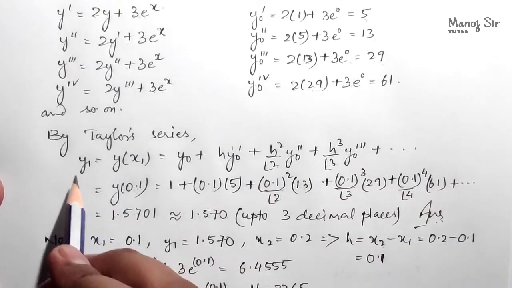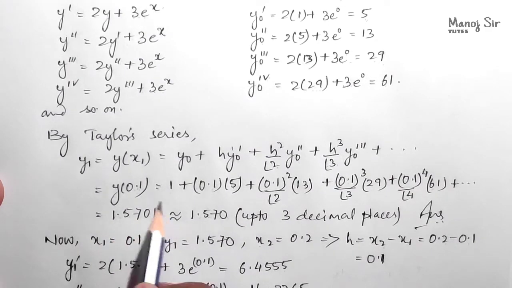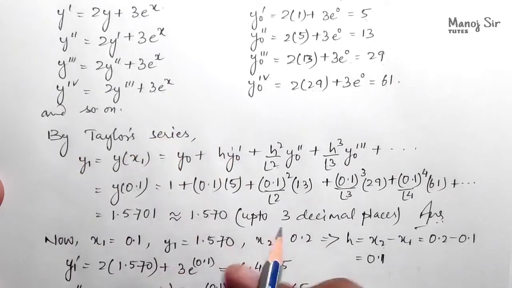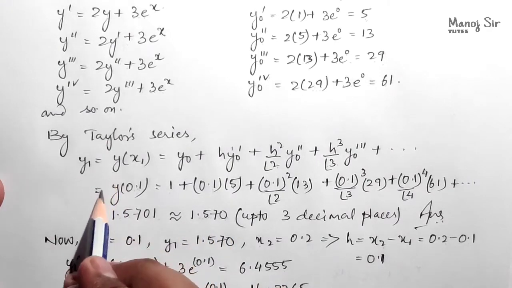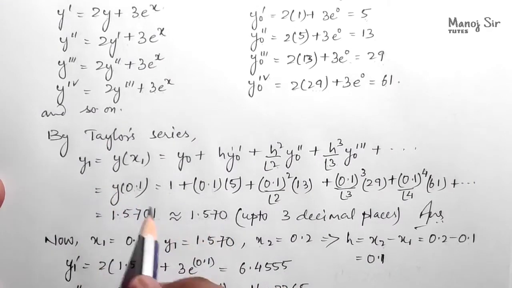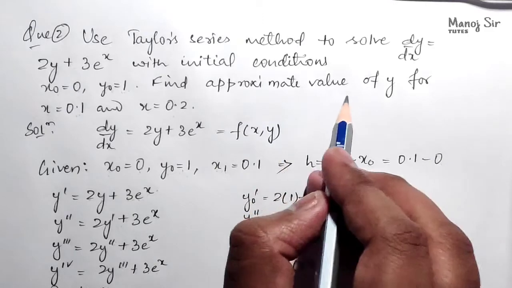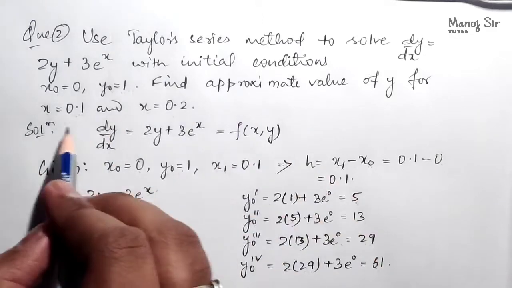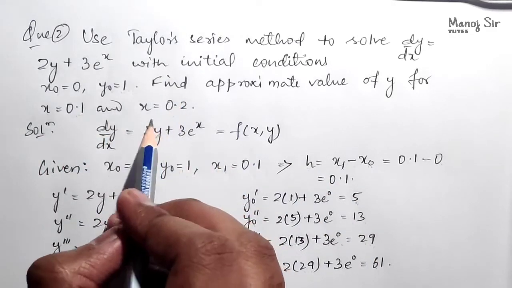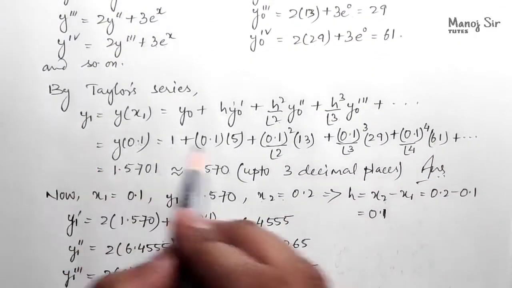On solving this we will get the y1 value, that is y at x equal to 0.1, that is 1.5701. If you want to round off up to 3 decimal places, the value will become 1.570. So this is the value of y at x equals 0.1, and this is one of my answers because the problem asked to find the approximate value of y for x equal to 0.1. Now after finding the value at x equal to 0.1, my next target is finding the value of y at x equals 0.2. So this is my first answer.